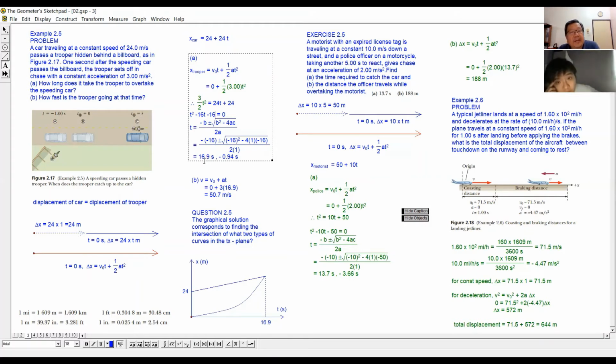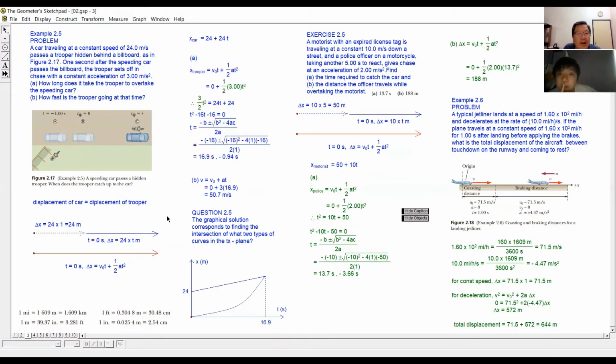So the time the policeman catches up with the car is 16.9 seconds, or negative 0.94. Of course, the time cannot be negative. So we reject this and you accept 16.9 seconds as the answer. So after 16.9 seconds, the two of them will have traveled the same distance. So if they've traveled the same distance, that means the policeman can catch up with the car. Any question?